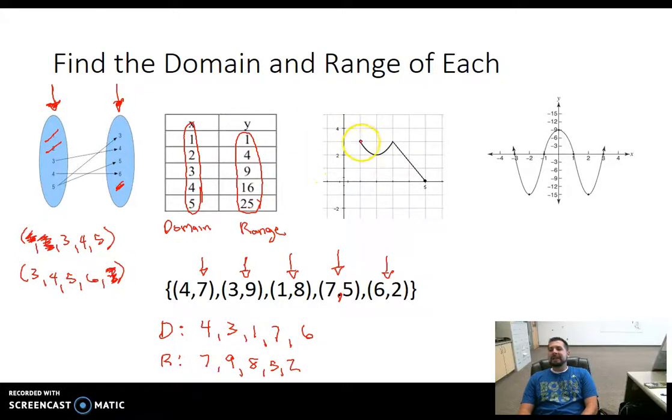Now, when we start looking at a picture of a graph like this one right here, all of a sudden this becomes a little bit more difficult because technically there are a ton of different x values and a ton of different y values. Like on this graph, you'll notice this first point that I have here is the point (1, 3), and the point at the end is the point (5, 0).